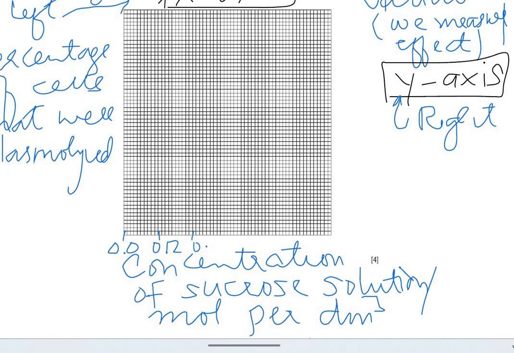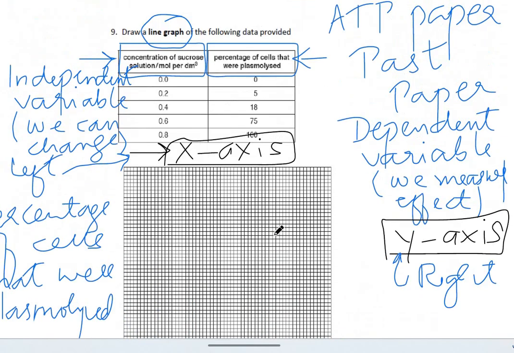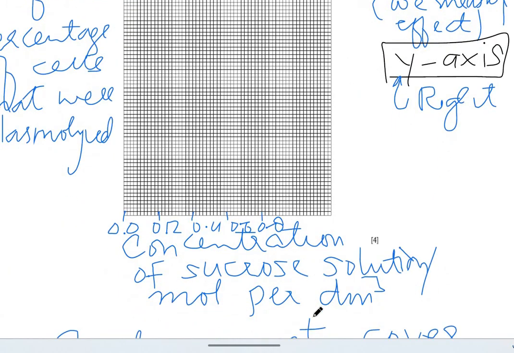Then we will take 0.4. Then 10 lines again. Then we will take 0.6. Again 10 lines. And we will take 0.8. So this is the correct scale, and we can also add 0.10.